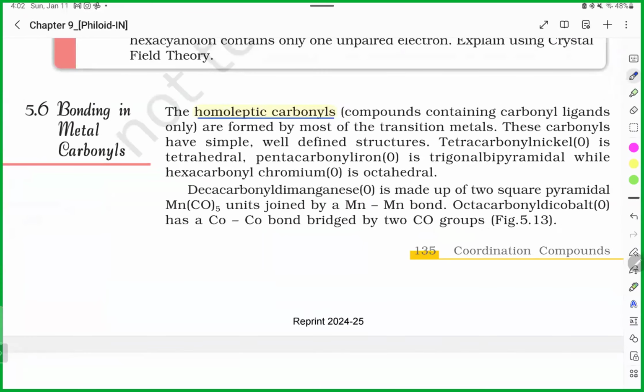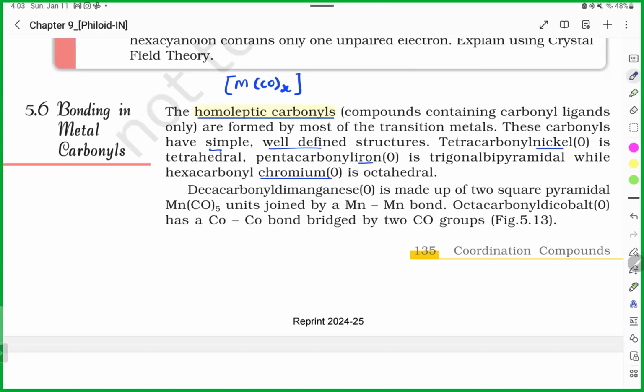So crystal field is done. Carbonyl, very small topic, very few questions. Homoleptic carbonyl means a compound that has only carbonyl, nothing else. Like this, M(CO)x. We don't know what the amount is. And you know carbonyl is neutral, so the metal will also be neutral. Correct? So this is homoleptic carbonyl, only one type of ligand. And these are very simple and well-defined structures. Charge will be zero. For example, it can happen in the case of nickel, iron, chromium.